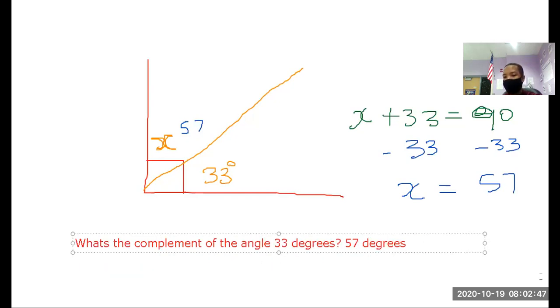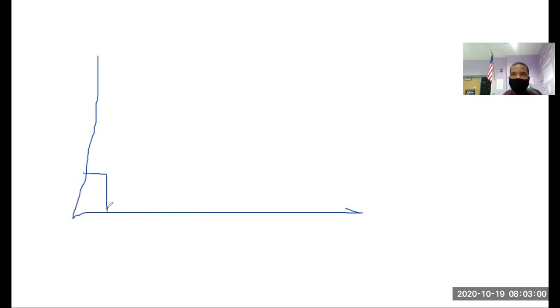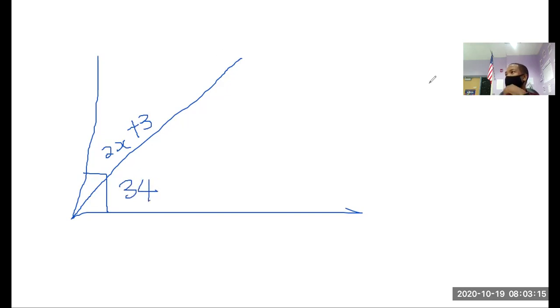That's complementary angles. So now let's just extend this a little bit further. I want to see how we'd write this equation. If I have an angle, say this is 90, but I say this right here is 2x plus 3, and this right here is 34, and I say both angles are complementary. Find x, but then also find what the angle is. What would be the equation for this one?